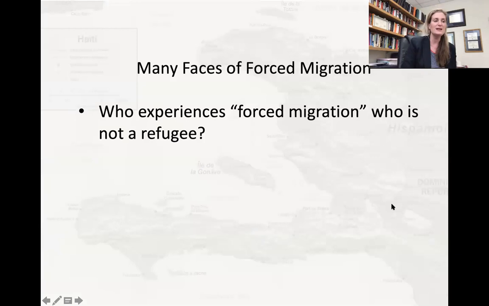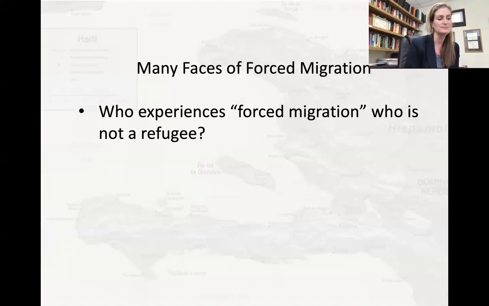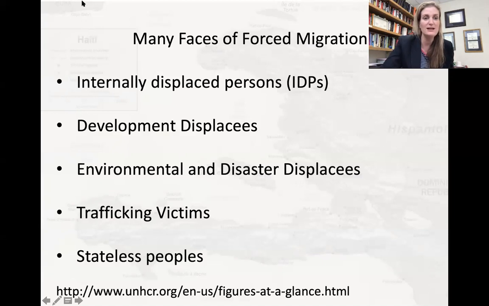Okay, but before we get into the Central American refugee crisis, I want to do a little bit of review. So who experiences forced migration who is not a refugee? What other types of categories of forced mobility are there? And I'm asking you to go back to this worksheet from the last lecture. Well, here they are. I'll list them, and then this will jog your memory in terms of the definitions, okay? So internally displaced people. Who's in it? What does that mean, internally displaced people?